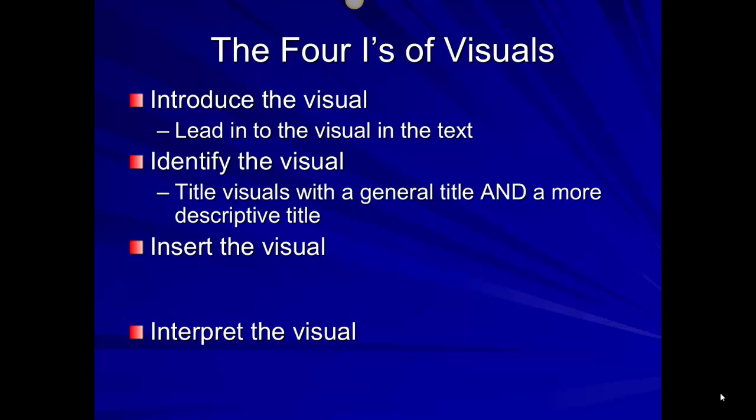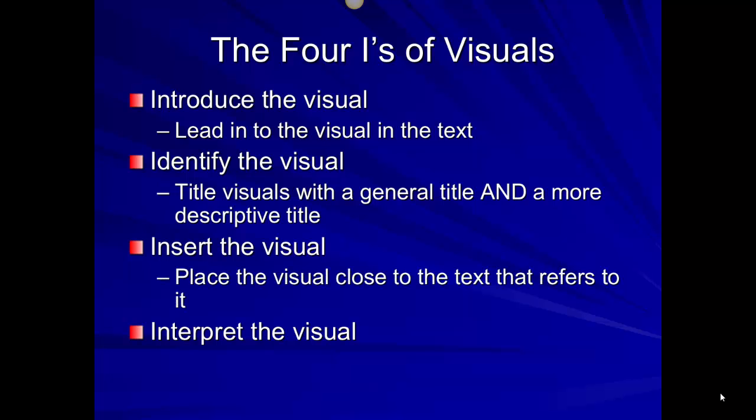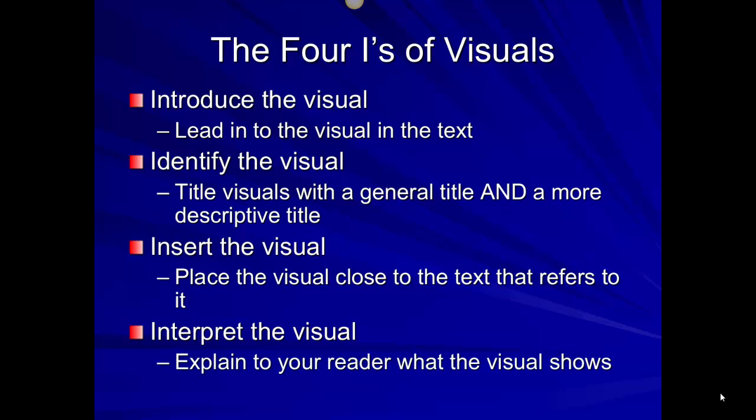The visual needs to be identified with a label. And again, that label generally is going to include a title, a colon, and a descriptive subtitle. The visual should be inserted close to the text that refers to it, ideally immediately after the text. And the visual needs to be interpreted in the text. So you're not just going to drop the visual in and expect the reader to decode it. You're going to help the reader understand what this visual has to do with what you are talking about in this document.